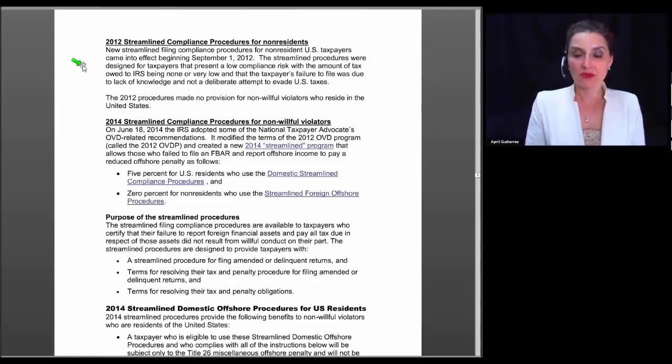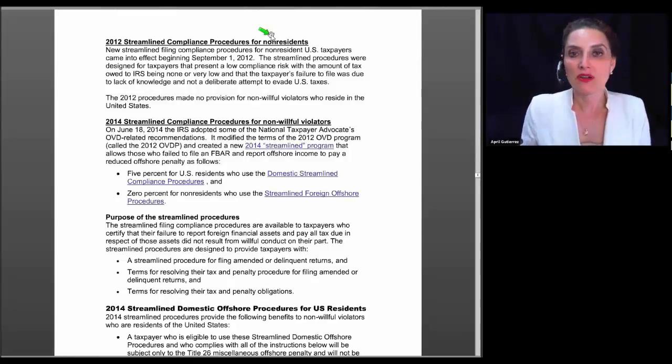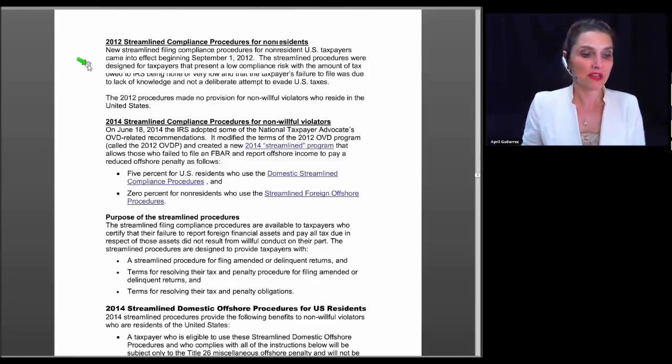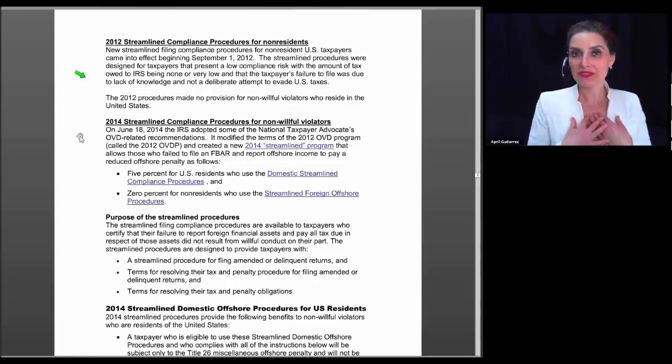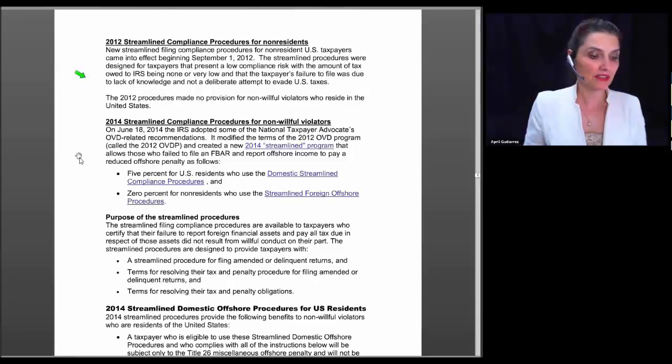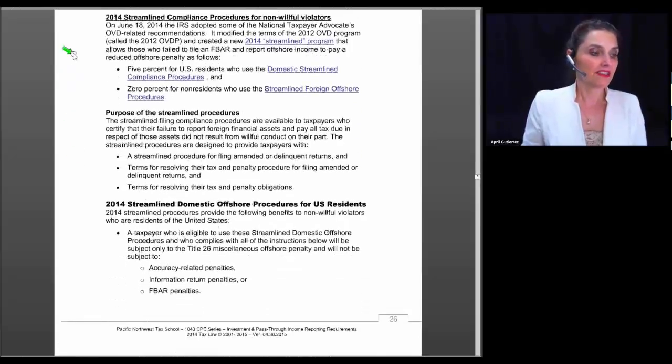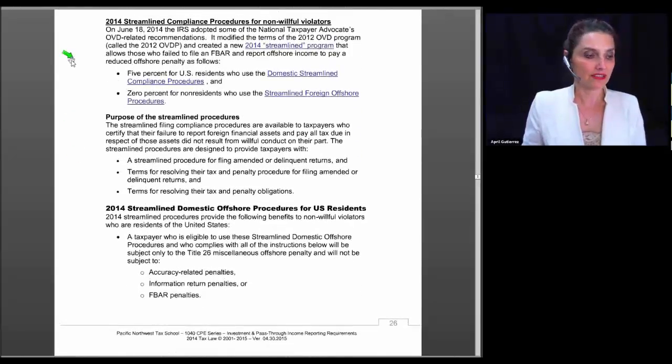But in 2012, the IRS did come out with a streamlined compliance procedure for non-residents. It didn't do anything for residents in the United States, but it did offer some relief for non-residents who could essentially catch up on all of their tax returns, catch up on FBAR, and if they didn't owe more than a certain amount of tax, they basically got out of jail for free. But that still didn't solve the issue for the majority of the filers I was dealing with who were residents of the United States. And again, the Taxpayer Advocate threw criticism at that. And in 2014, apparently the IRS listened to her.